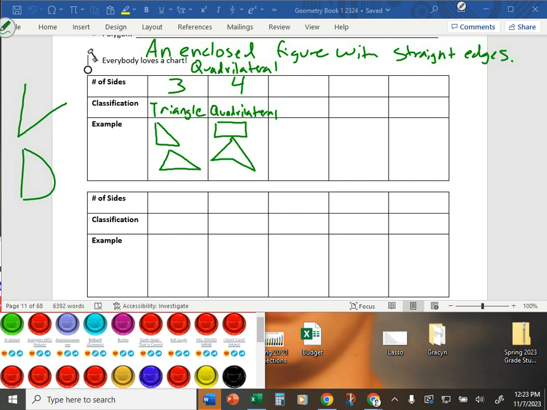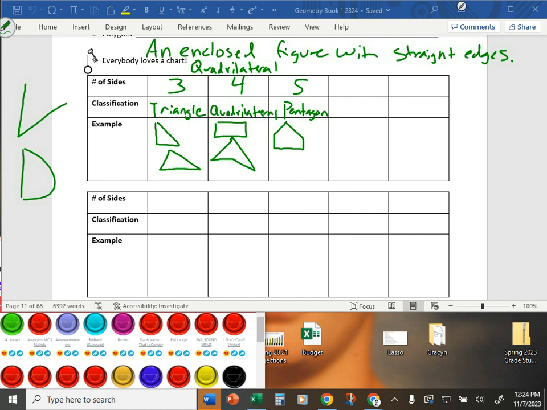How about a 5-sided shape? What is that called? Pentagon is a 5-sided shape. The word penta means 5, and gon means sides. So those of you that do baseball or softball, your home plate is a pentagon. That's an example of a pentagon.